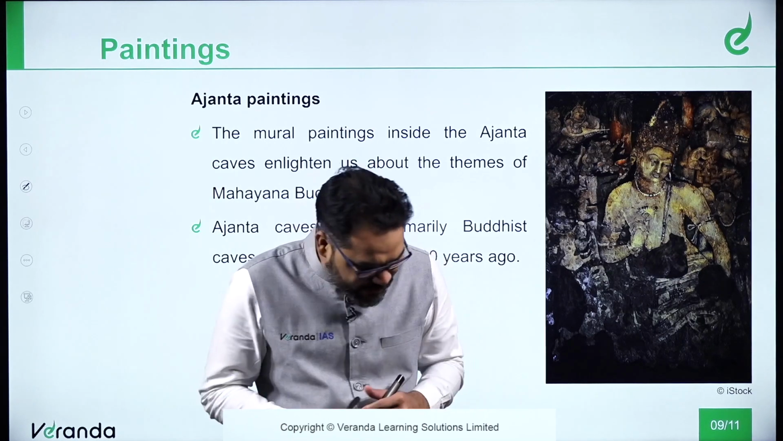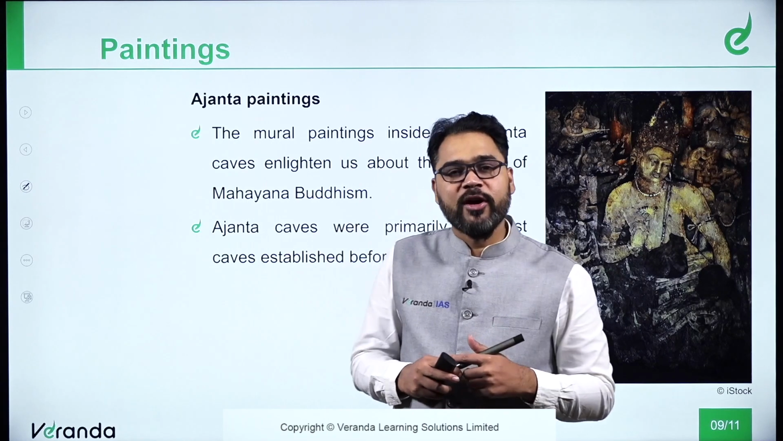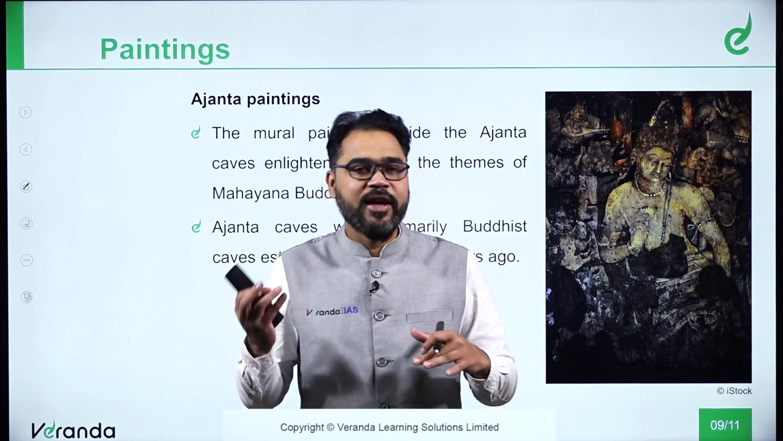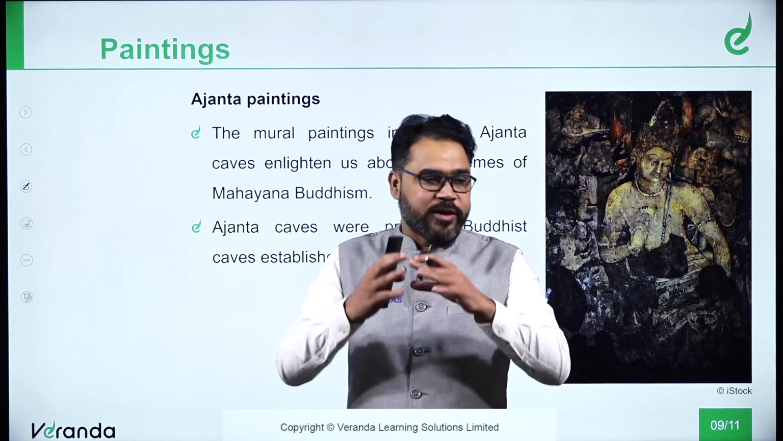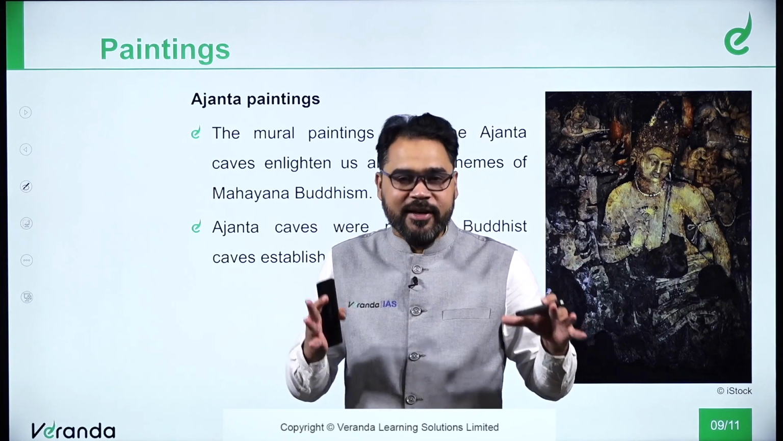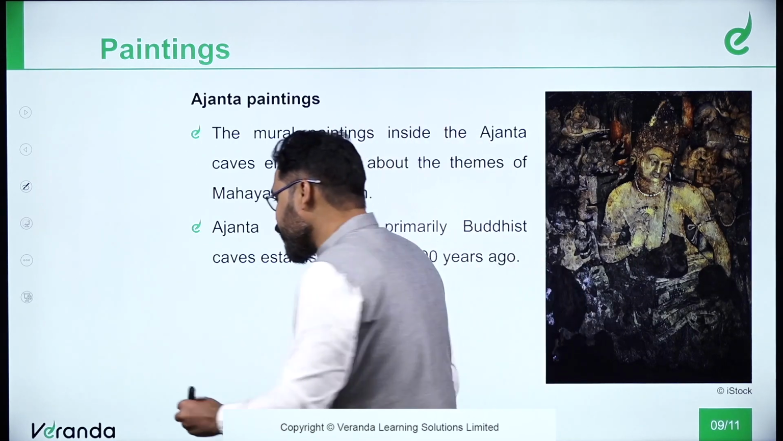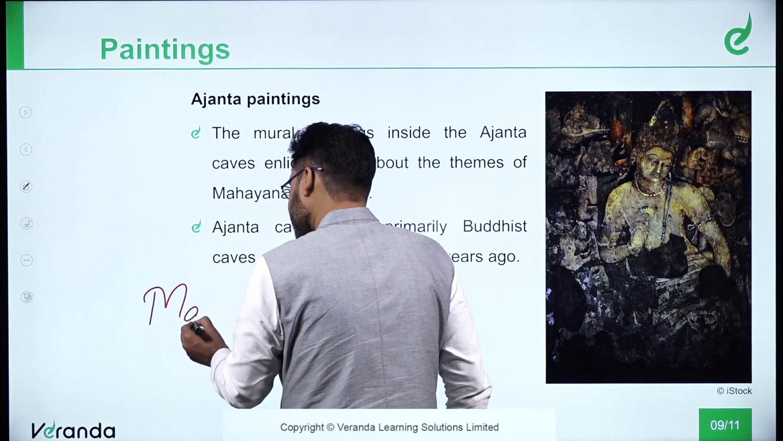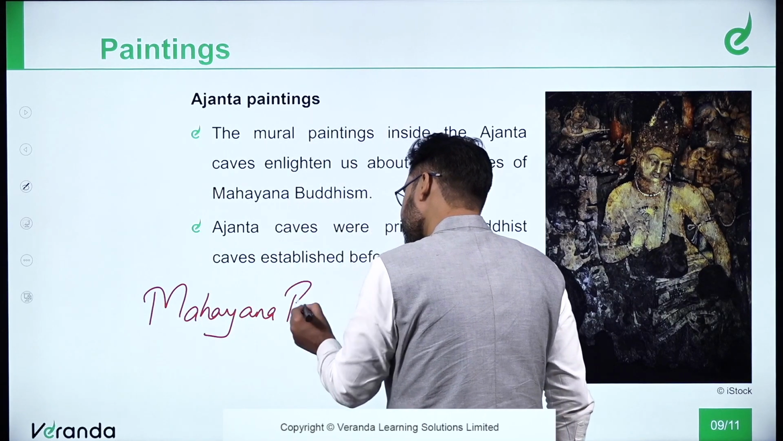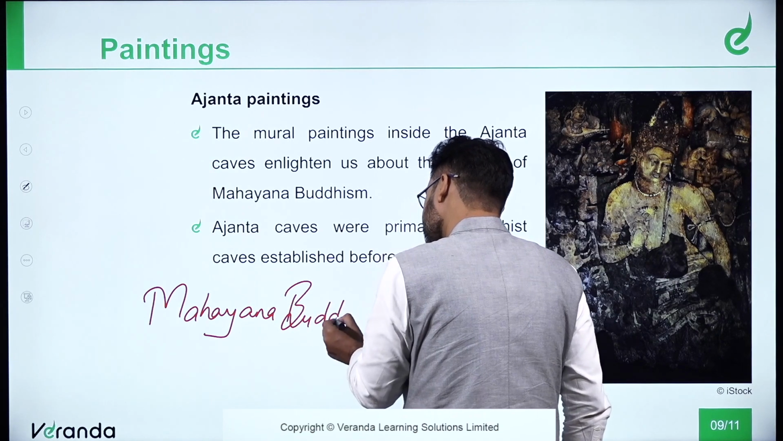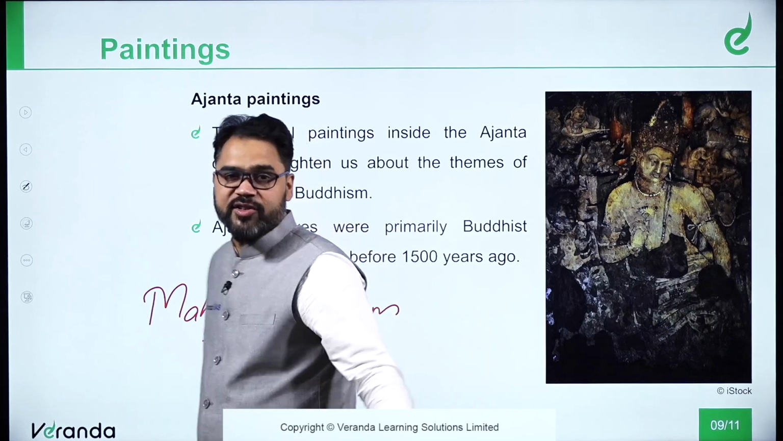Now, one more very big source is paintings, especially the cave paintings. When I'm talking about the paintings of Ajanta or Ellora, what exactly are they? They are mural paintings. And what exactly are they representing? They are representing the various themes and the idea of Mahayana Buddhism.